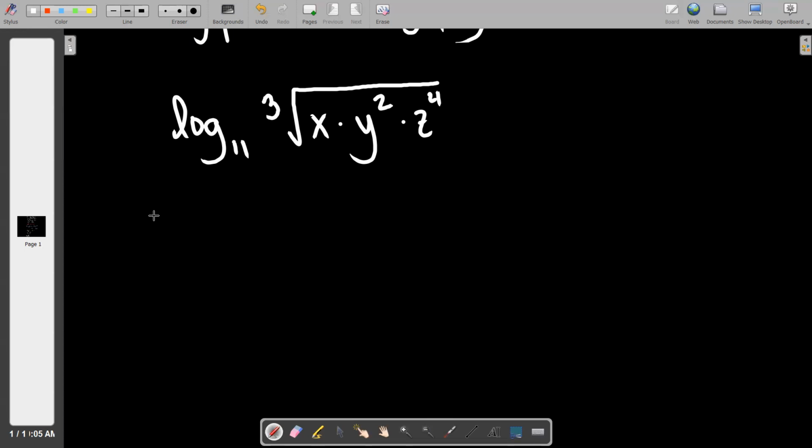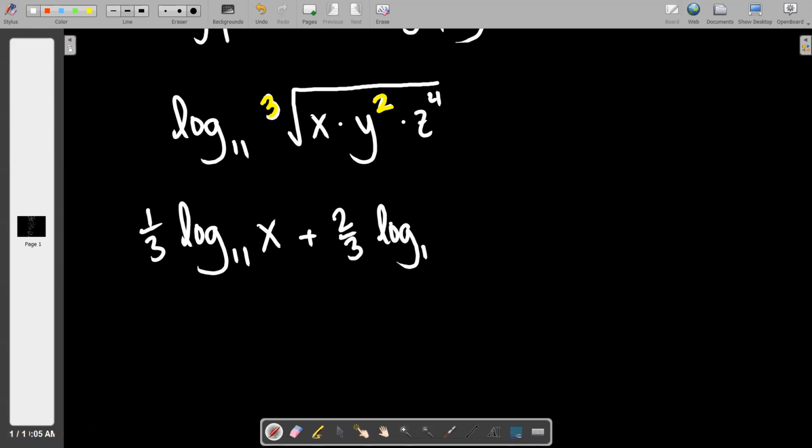You ready? So it's going to be 1/3 log base 11 of x. That came from these two red numbers right here. 1/3. Everybody see it? Okay. Now I'm going to undo that, and I'm going to put a couple of yellow numbers now. y is to the power of 2 with a root of 3. So I'm going to go plus 2/3 times log base 11 of y.